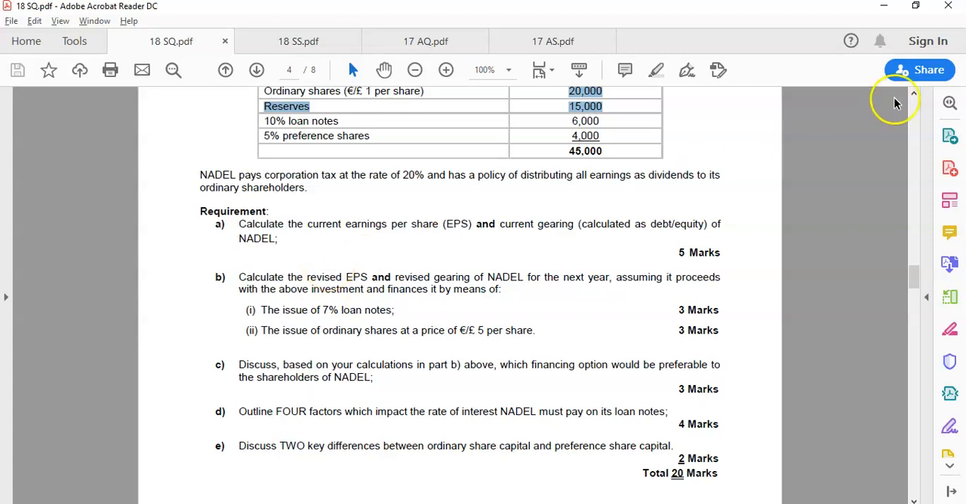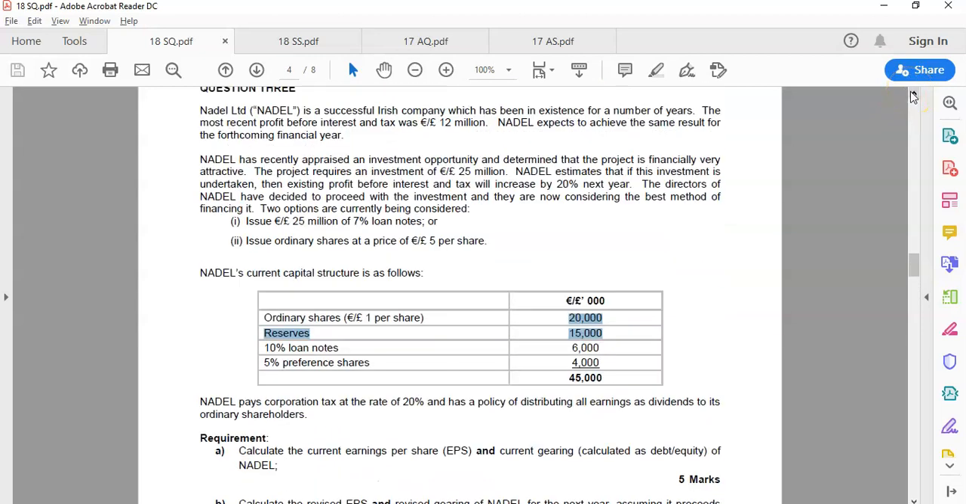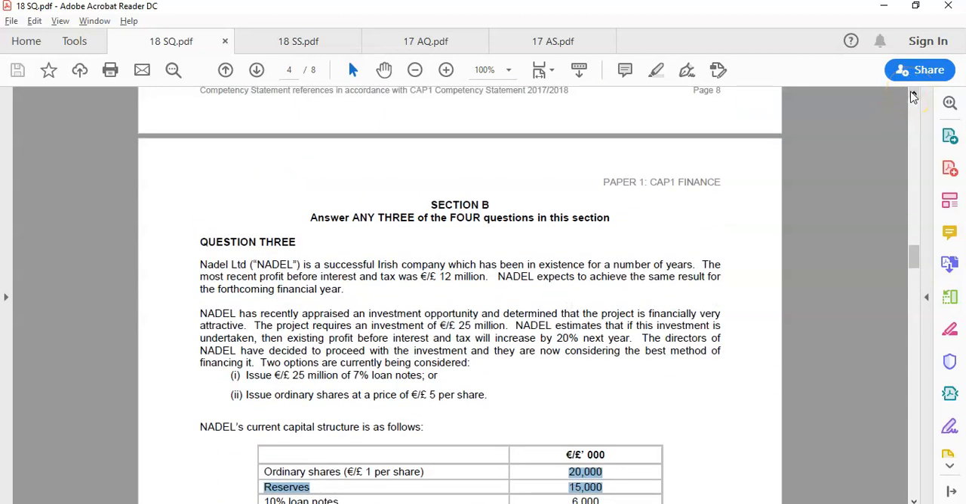So that was Summer 18, question 3, focused on ratios, but in the context of capital structure decisions. And make sure you go back and look at the ratio question pack, which has at least 2 or 3 other past exam questions of a similar format.